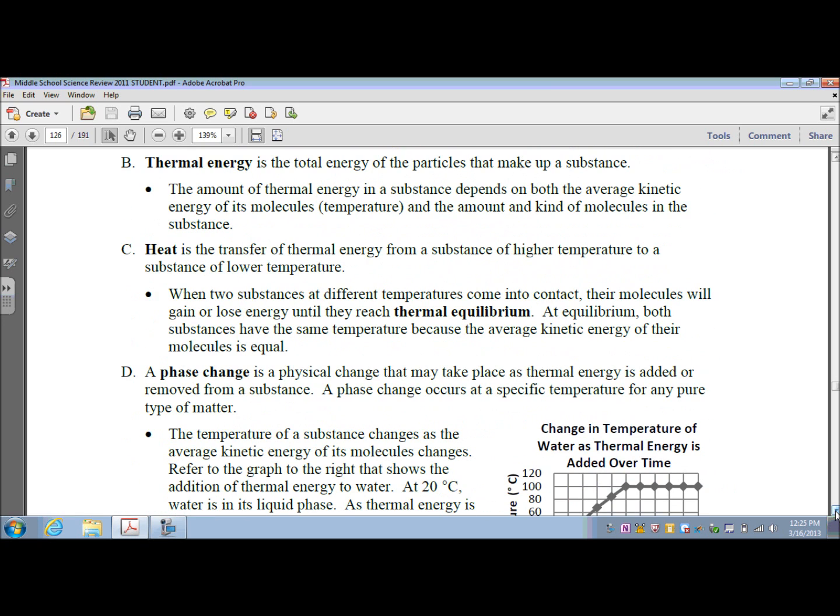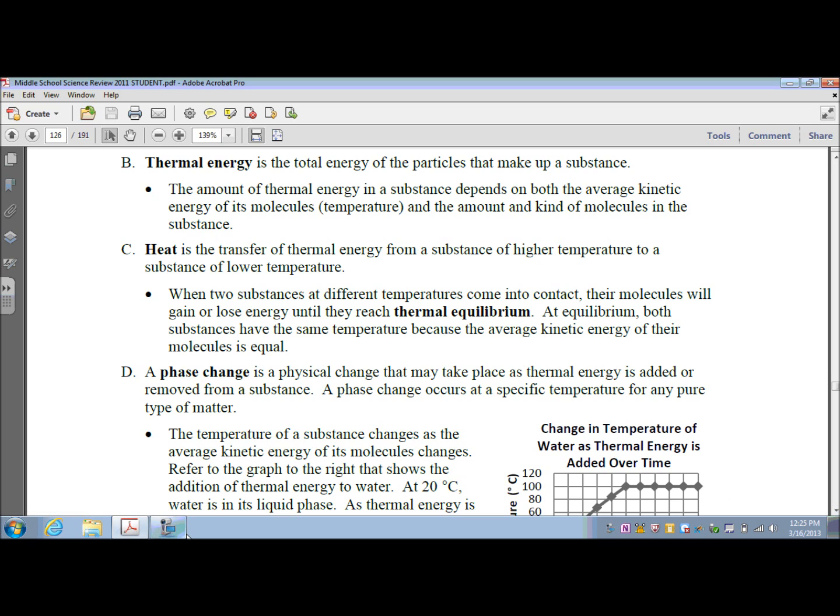Section B, thermal energy. Thermal energy is the total energy of the particles that make up a substance. The amount of thermal energy in a substance depends on both the average kinetic energy of its molecules, which is temperature, and the amount and kind of molecules in the substance.